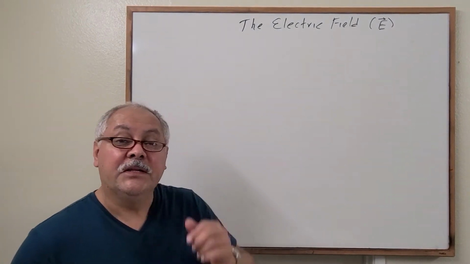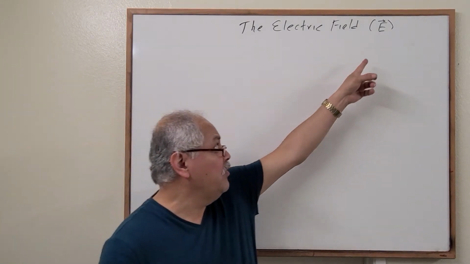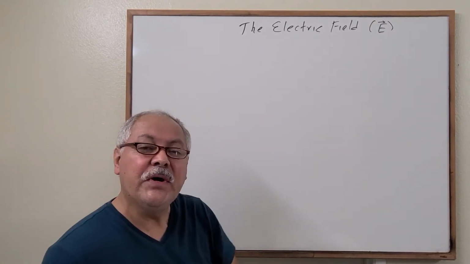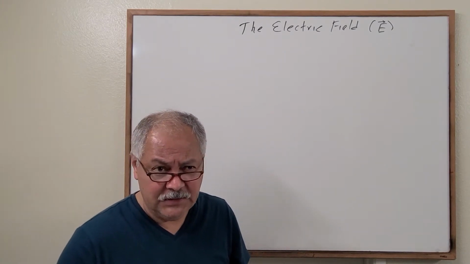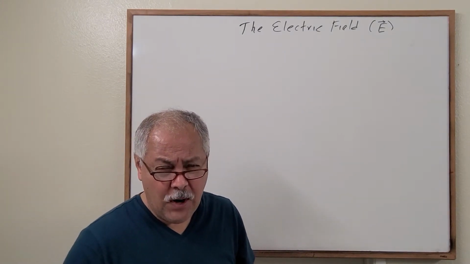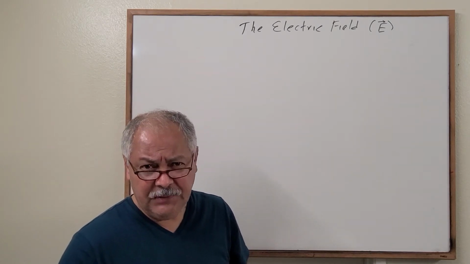Okay, let's go for the next topic. The next topic is the electric field. That's the symbol for the electric field. Now let's try to derive a formula for the electric field and also how it behaves when we have a positive charge and negative charge.